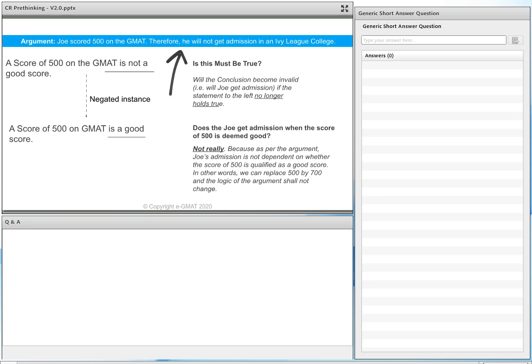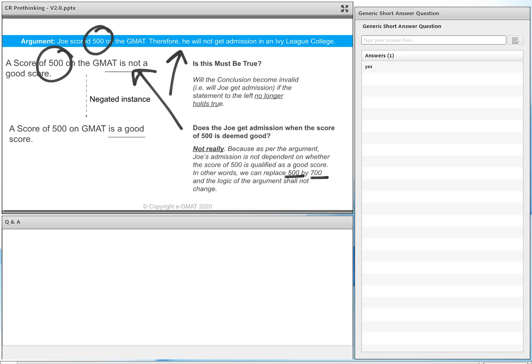The author is saying, hey, Joe, you scored 500 on the GMAT, therefore, Joe is not going to get admission in an Ivy League college. Or in other words, you swap 500 by 700, the argument would still remain the same. The logic of the argument doesn't change. It's not dependent on how you qualify the score of 500. Okay, is that clear? And this would be an answer choice that they will put in the incorrect answer choices.